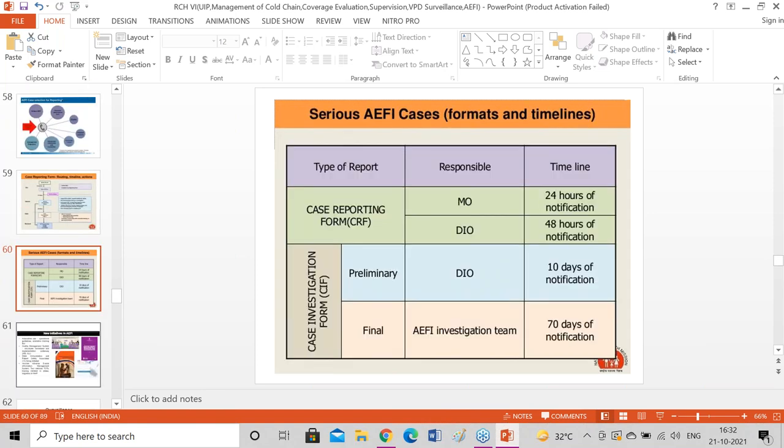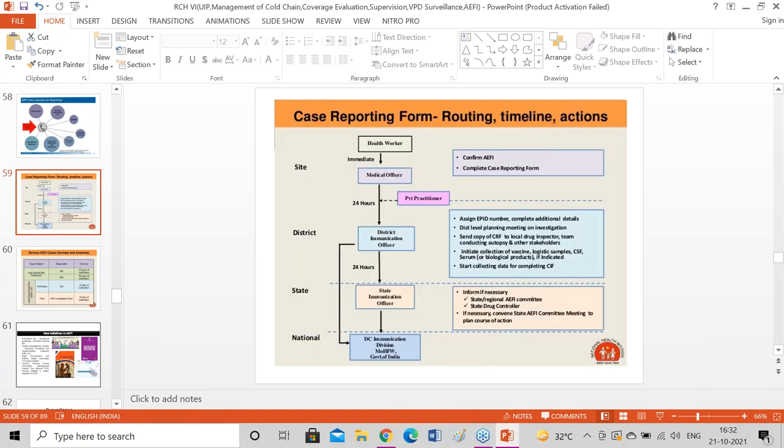I don't think it is important at your level, but I'll just brief you about it. This is filled by the health worker, the person such as the ANM who is administering the vaccine, immediately. Then the medical officer, within 24 hours, informs the district immunization officer. Then within 24 hours the state immunization officer is informed, and then the immunization division of the Ministry of Health and Family Welfare is informed. The medical officer confirms and completes the case reporting form. Then all these further processes are done. It's not very important at your level right now.